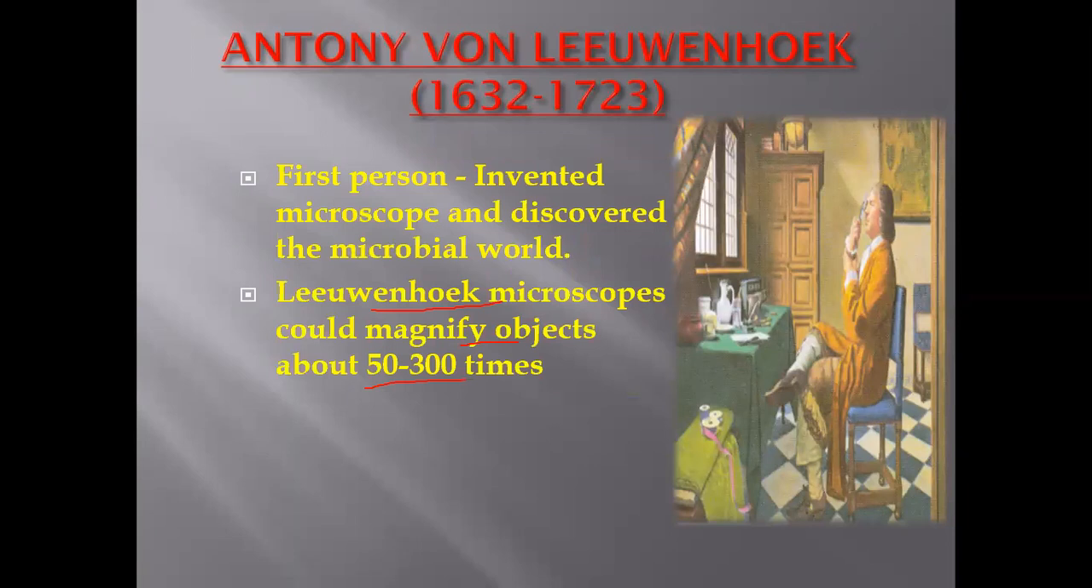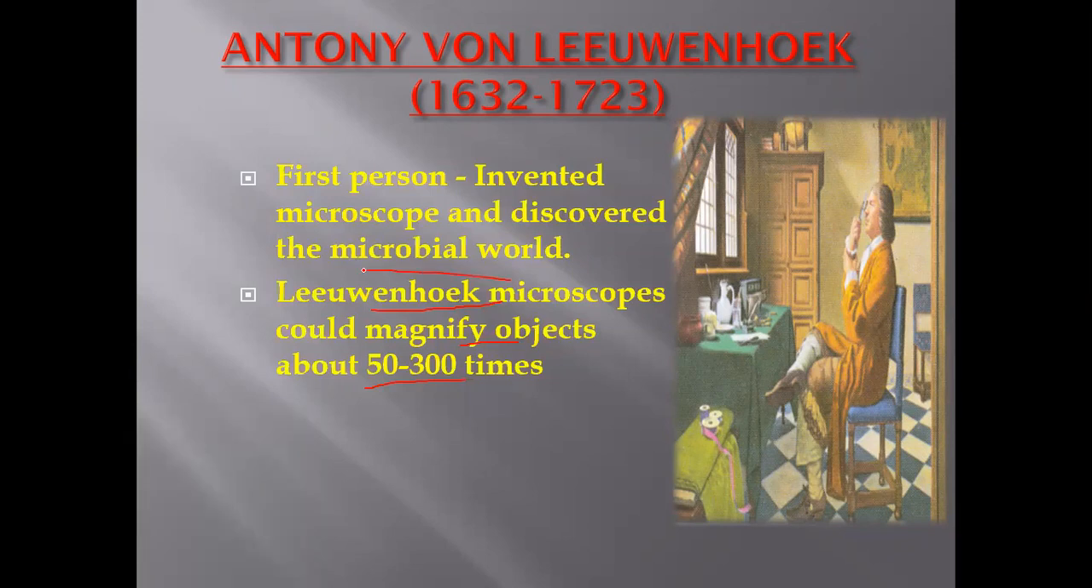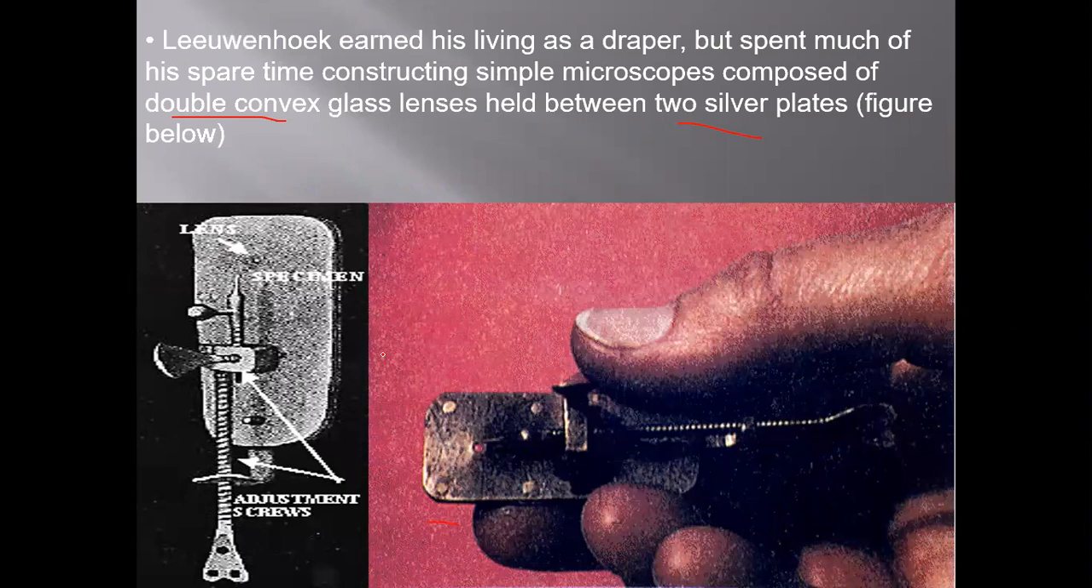After Robert Hooke, another renowned scientist known as Antony van Leeuwenhoek was the first person who invented the microscope and discovered the microbial world. Leeuwenhoek's microscopes magnified objects from 50 to 300 times their normal size, and he made that microscope with double convex glass lenses, which he held between two silver plates. This is his invented microscope.